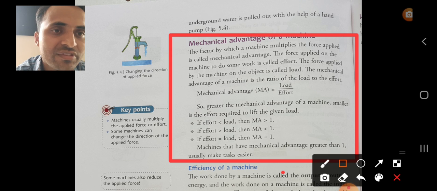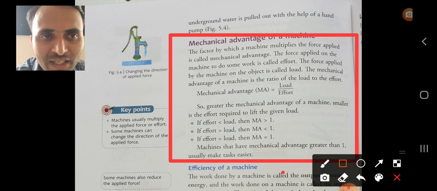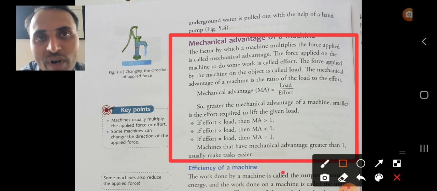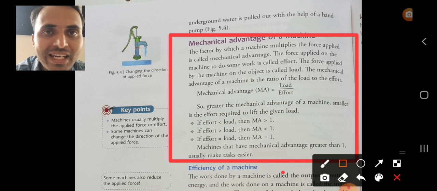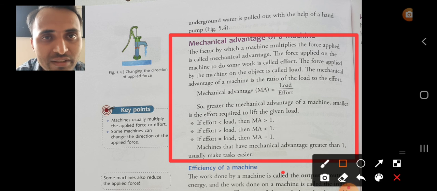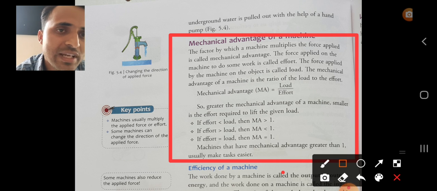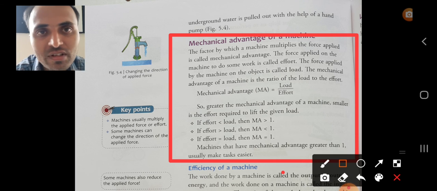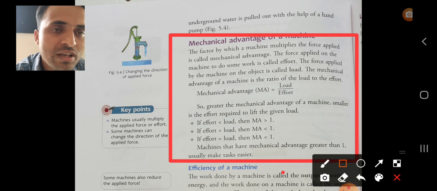So if effort is less than load, then the ratio is greater than 1. If effort is greater than load, the ratio is less than 1. And if both are equal, then the ratio is equal to 1. Okay, so machines have mechanical advantage greater than 1. They are very useful and they make our task very easy. So every simple machine should have mechanical advantage greater than 1.